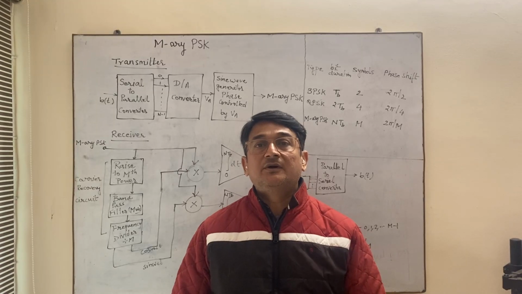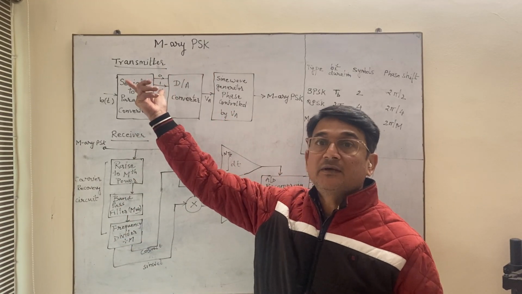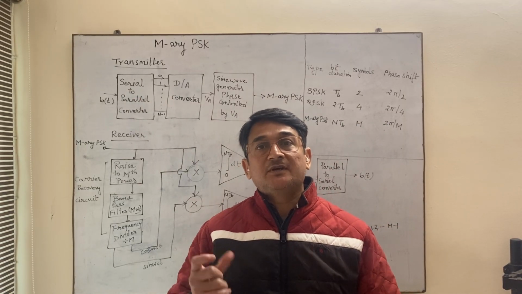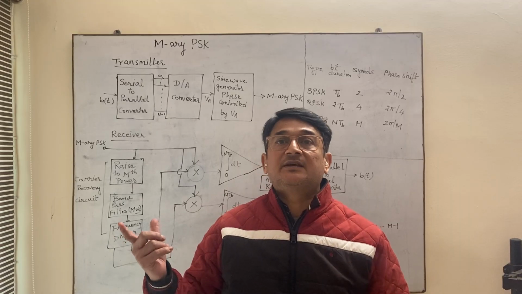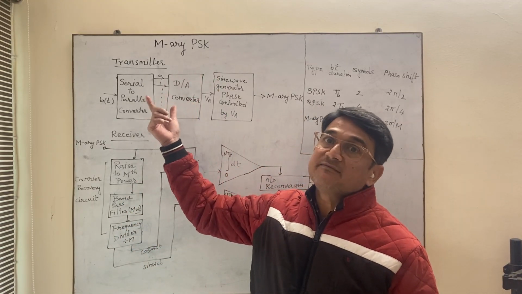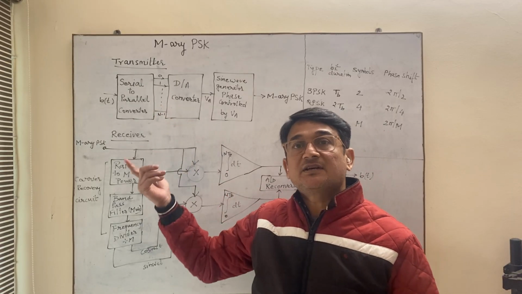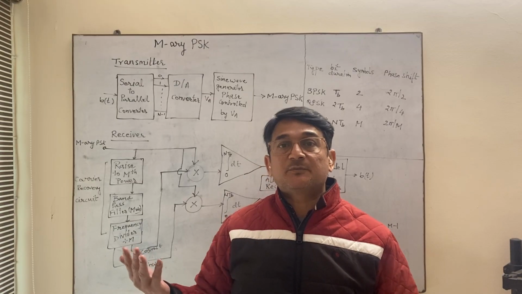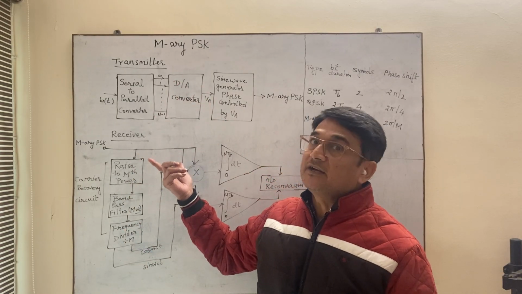In today's video, we are going to understand the concept of M-ary PSK. Basically, M-ary signaling scheme can be of two types. One is M-ary PSK and one is M-ary FSK. M-ary PSK is M-ary phase shift keying, M-ary FSK is M-ary frequency shift keying. In both the methods, one of the M possible symbols is transmitted during each signaling interval.